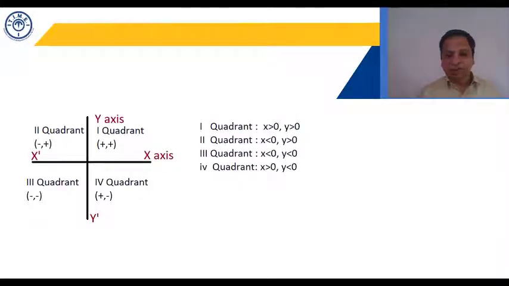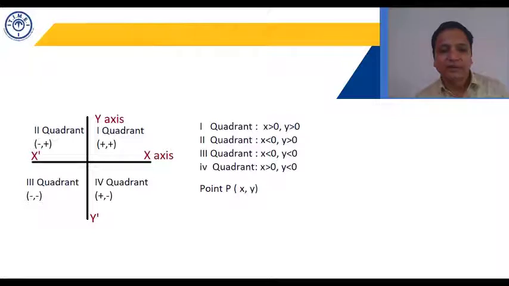This we already discussed. First quadrant, x is positive, y is positive, again repeating. Second quadrant, x is negative, y is positive. Third quadrant, x is negative, y is negative, less than 0. Fourth quadrant, x is positive, y is less than 0. Point P, x comma y.